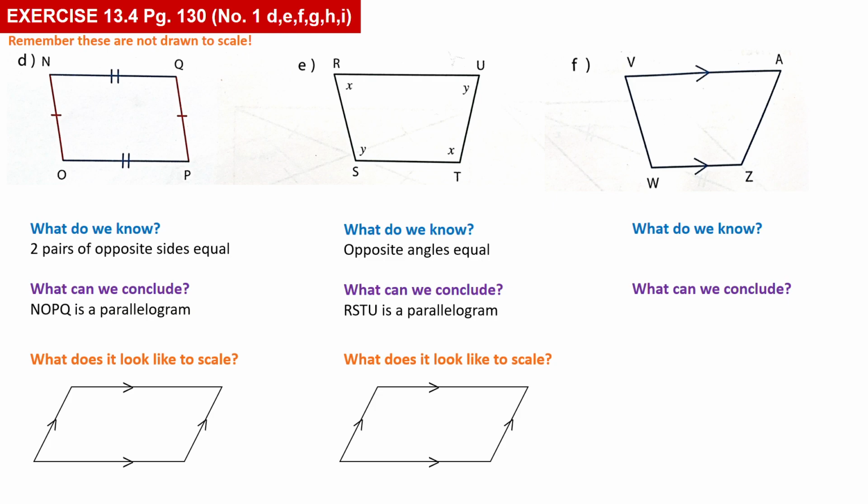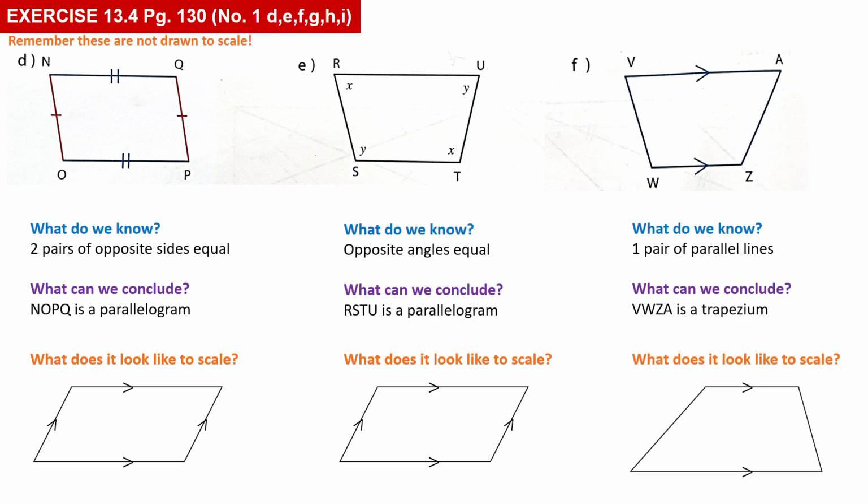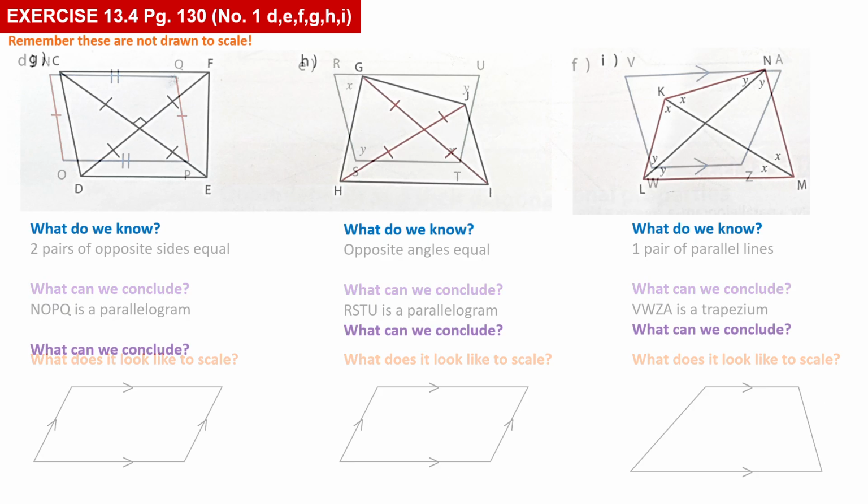In F, they tell me only one thing. They tell me that there's one pair of parallel lines. Okay, the only shape that has one pair of parallel lines only is a trapezium, so that's what I classify it as. And what does it look like to scale? There we go.